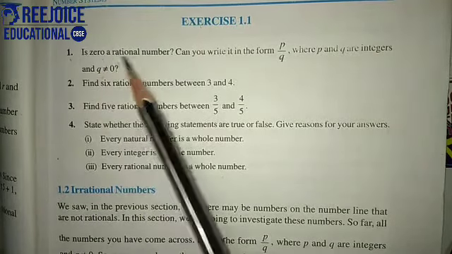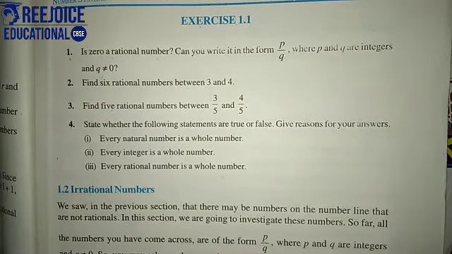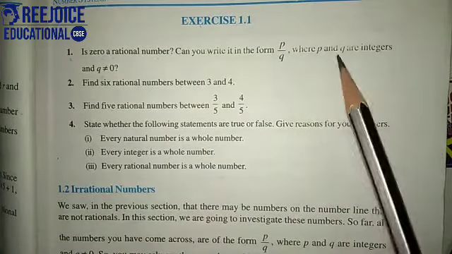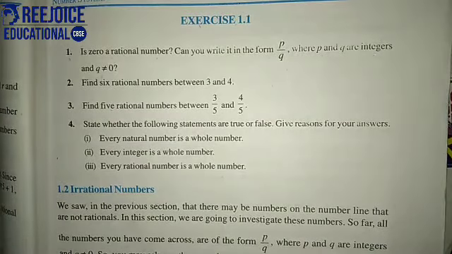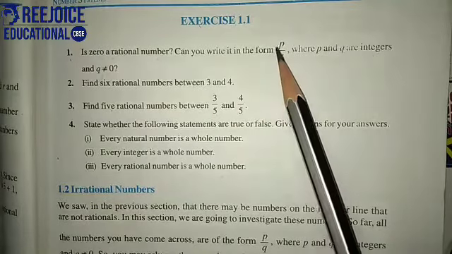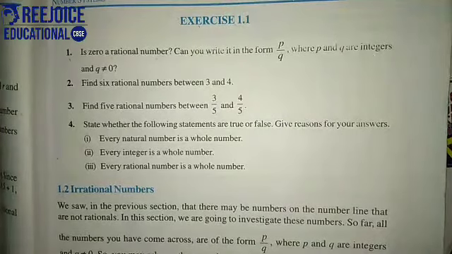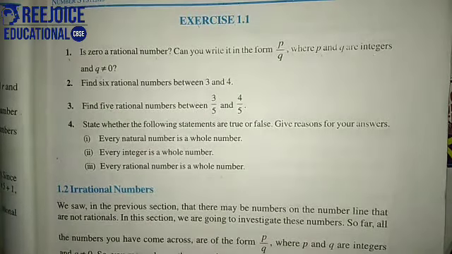Is 0 a rational number? So we have seen what is a rational number, we have already seen that. Can you write it in the form p by q, where p and q are integers and q is not equal to 0? One more thing I would like to tell you here, students: in a rational number, p and q are both integers, so they can be positive and they can also be negative. And q is always not equal to 0, that you already know.